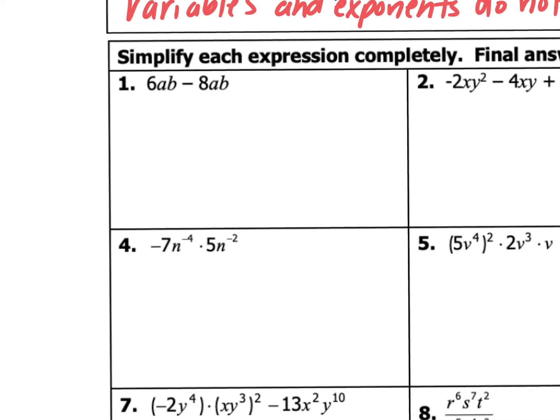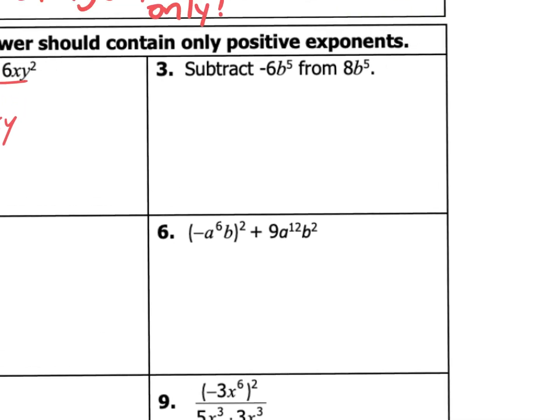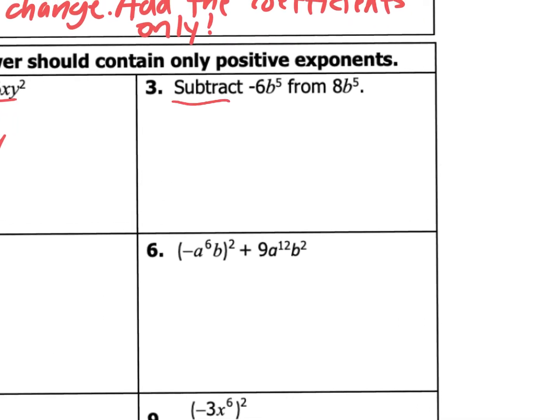6ab minus 8ab. They are like terms. So 6 minus 8 is negative 2ab. Number 2. My like terms are the first and third term. Negative 2xy squared plus 6xy squared is 4xy squared minus 4xy.